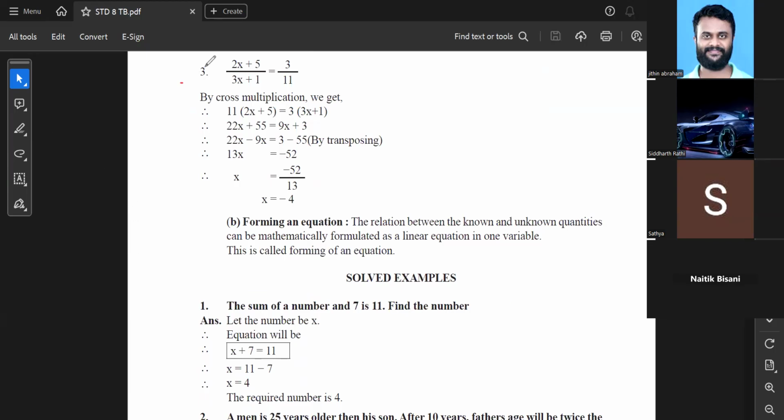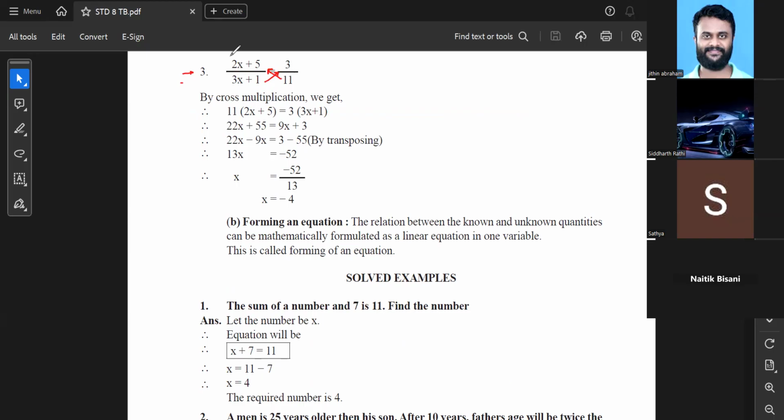Now, here is another example where, as you can see, there is a common denominator for the left hand side and a common denominator for the right hand side. Since they already have a common denominator, here we'll go for the cross multiplication. I'll take 11 this way and the other term this way.